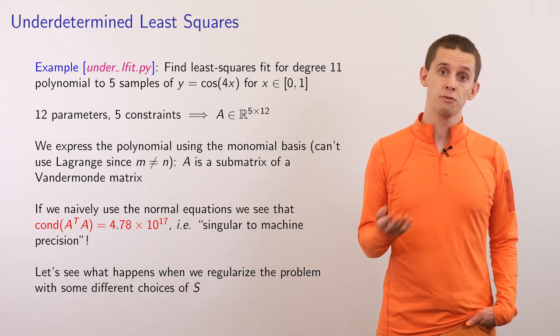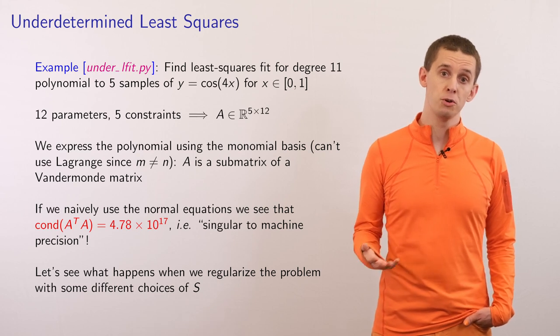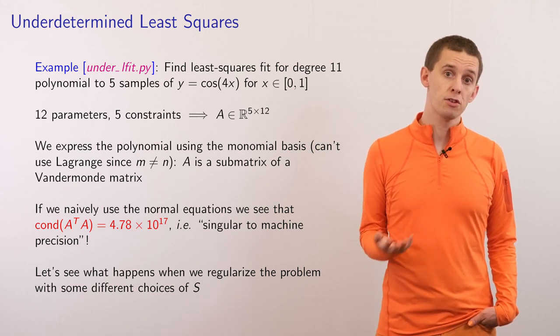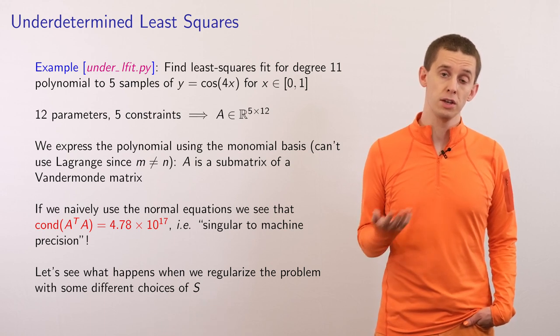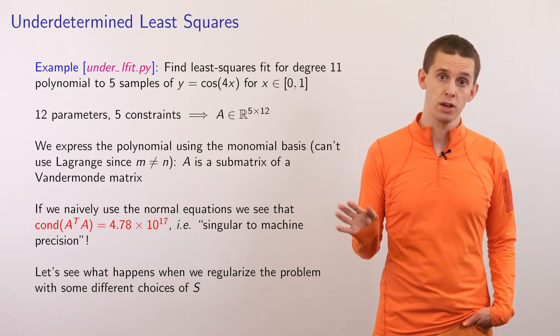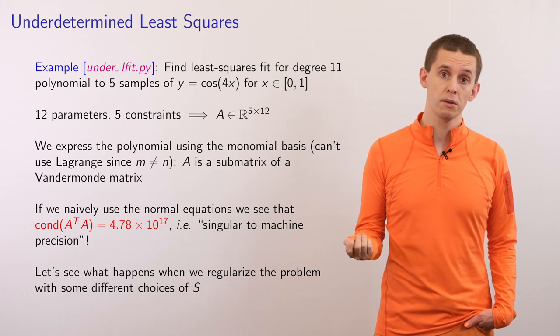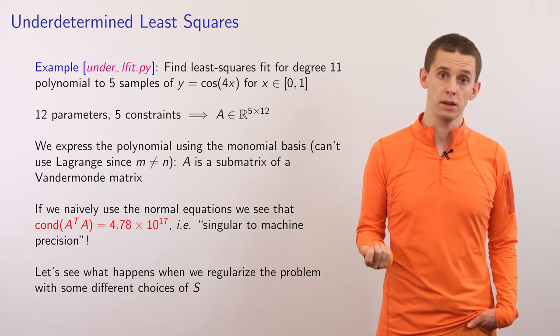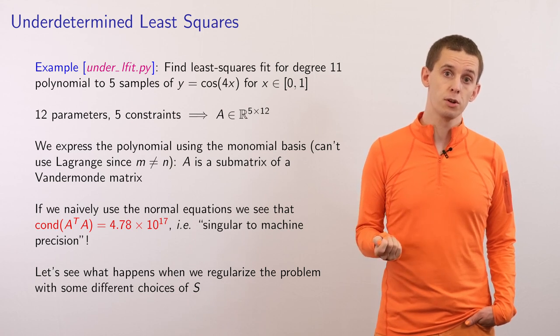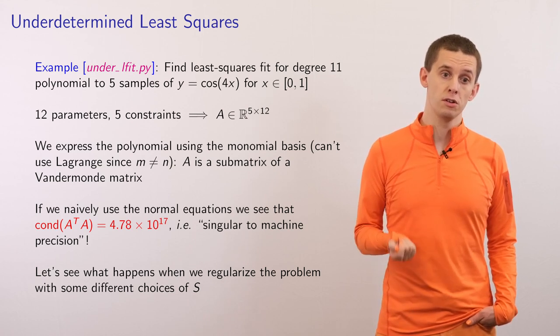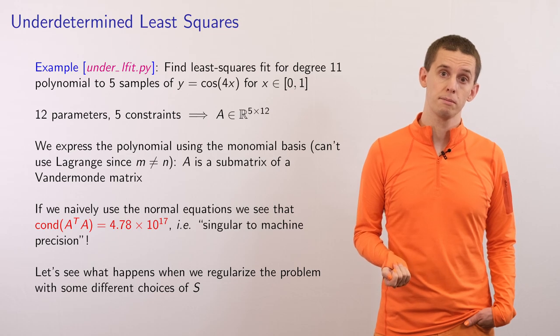And so this value is really working out 1 over machine precision. And if we ever see condition numbers of this scale, then essentially our numerical routines are saying that to within rounding error, this matrix is singular. So we'll now look at what happens when we solve this problem using several different choices of regularizer.